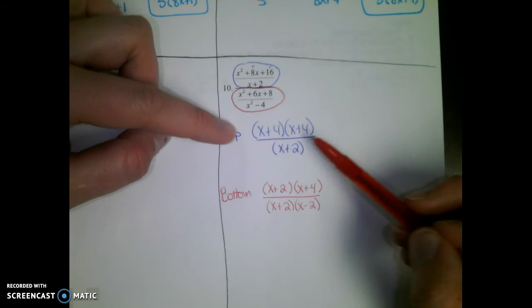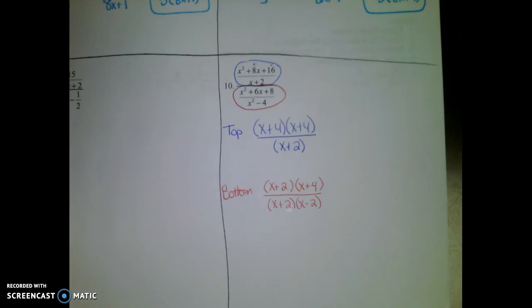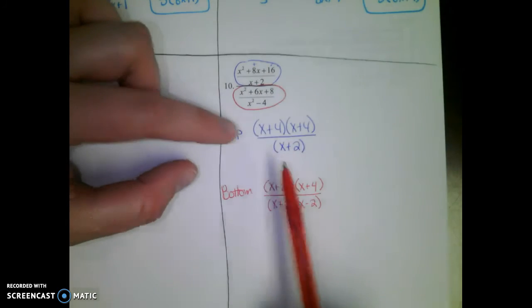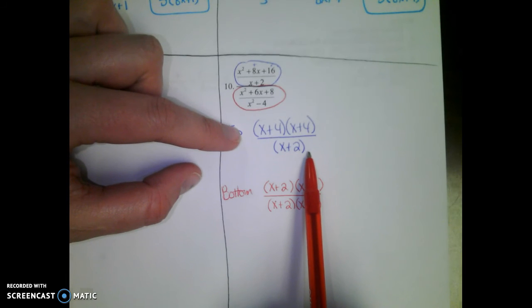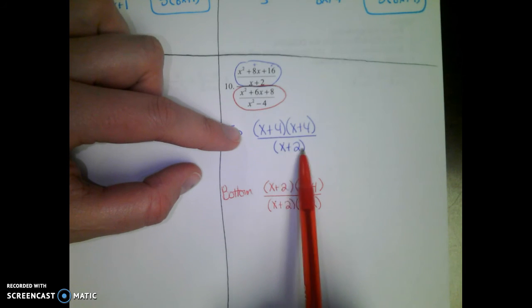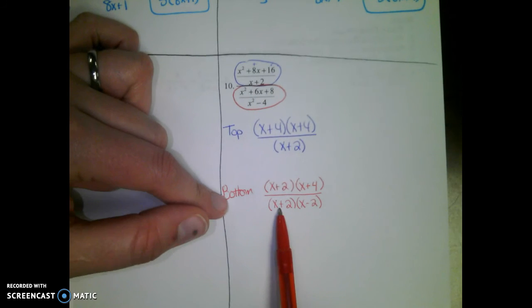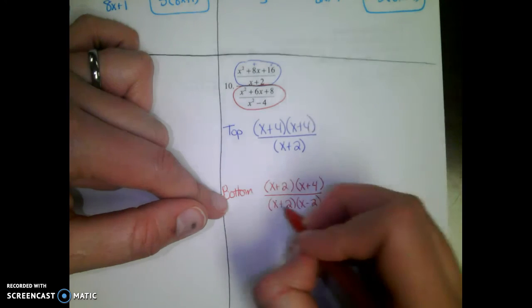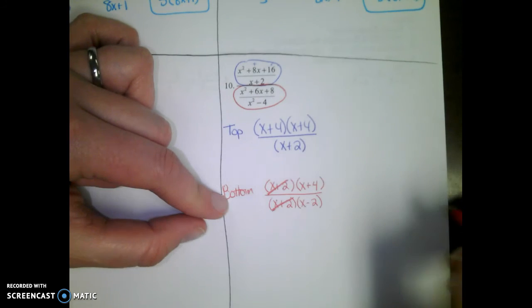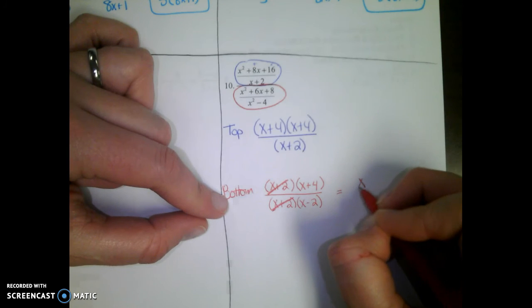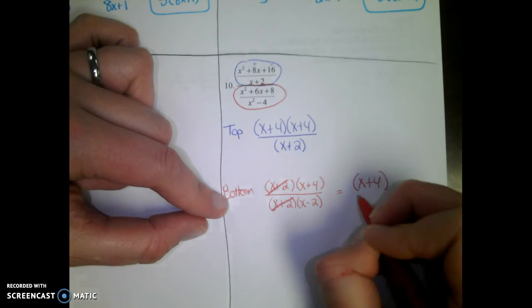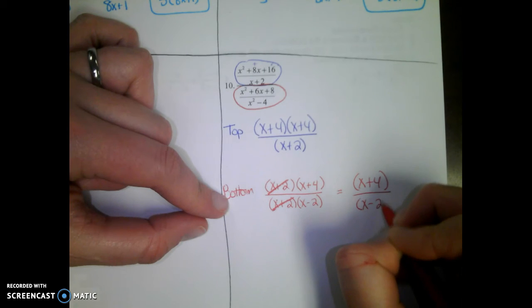Okay, in either the top or the bottom, is there anything that would cancel out of this expression for the top? Does the x plus 2 match anything up here? No. How about the bottom? Is there anything here that cancels out? There's an x plus 2 that will cancel out. So our simplified bottom is x plus 4 over x minus 2.